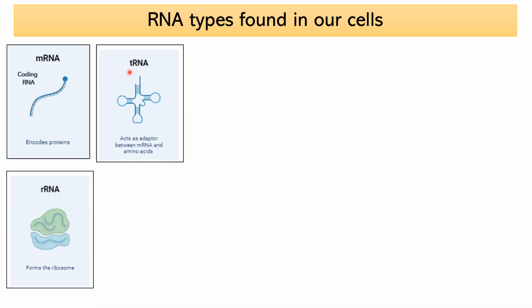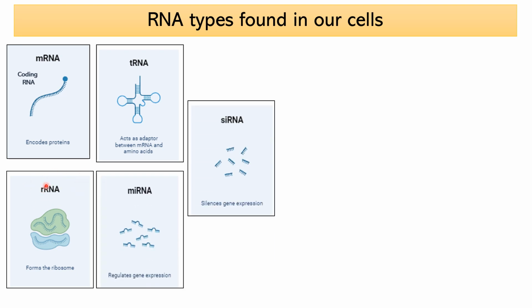The other two types are the tRNA and the rRNA. The tRNA is the transfer RNA, and it's mainly involved in acting as an adapter between mRNAs and amino acids. Then we have the ribosomal RNA, which is involved in forming ribosomes. Then we have the small interfering RNA, which is involved in silencing gene expression, which means that it inhibits or downregulates the gene expression. And then we have the microRNA, which is also involved in gene regulation.